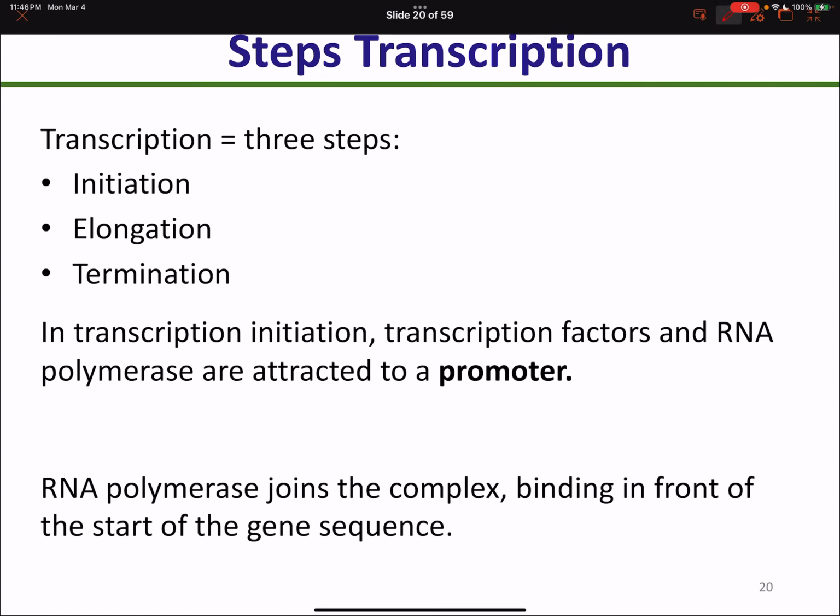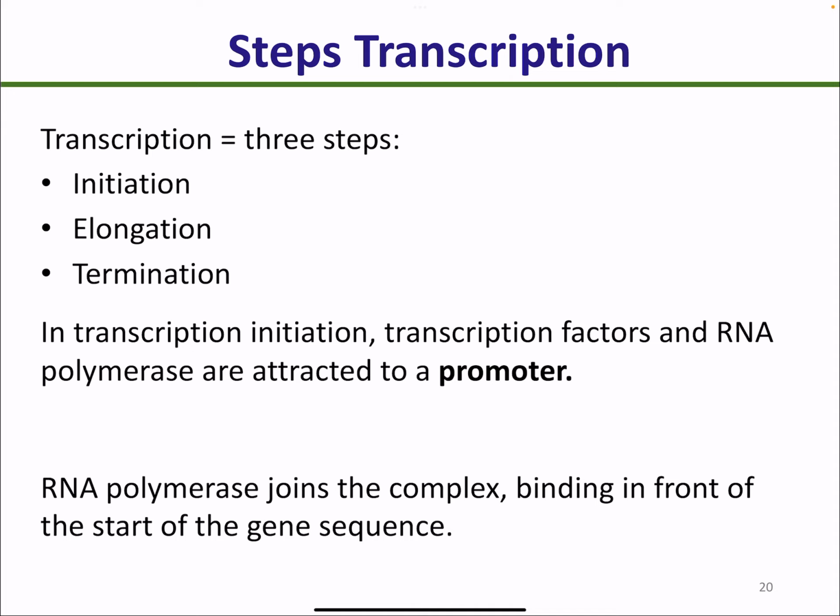So now, what are the steps of transcription? There are 3 steps to transcription. The first step is initiation. Then you're going to have elongation. This is when the RNA polymerase is actively copying the RNA, right? And then termination, which is when there is a stop to the transcription.